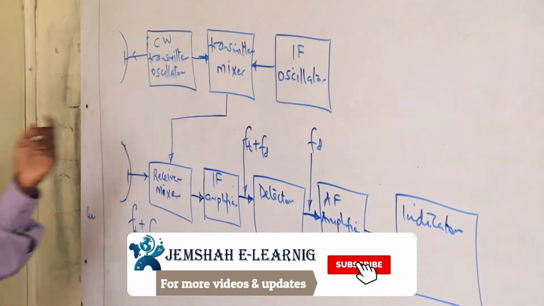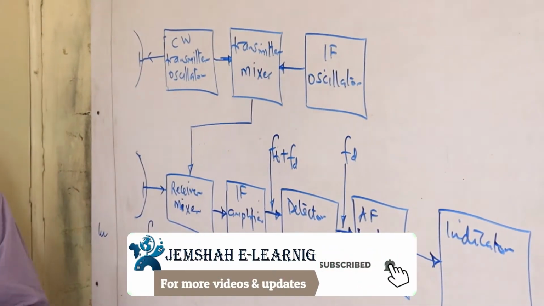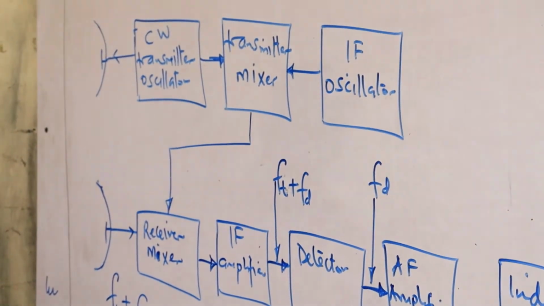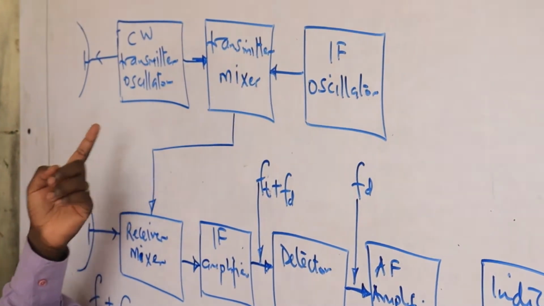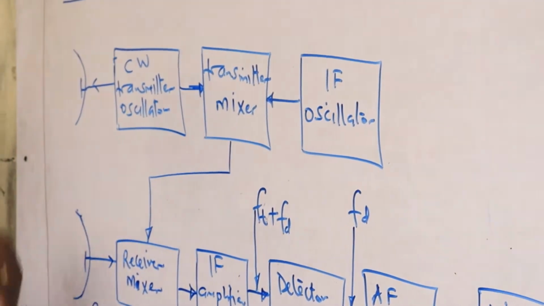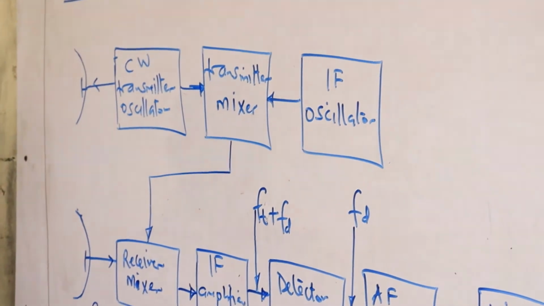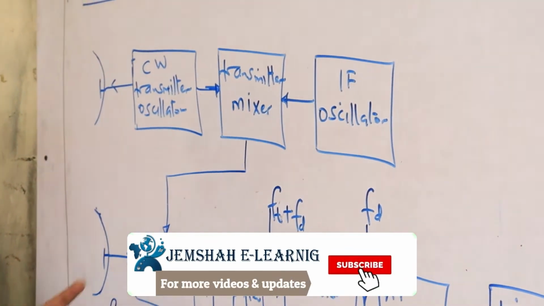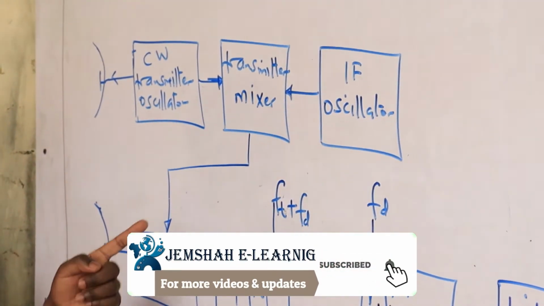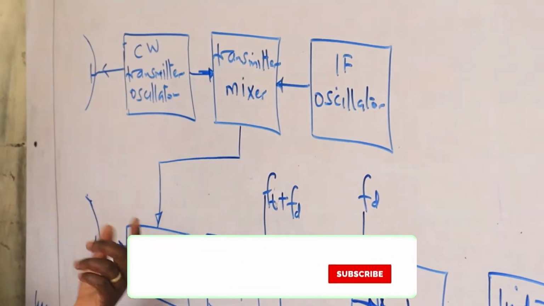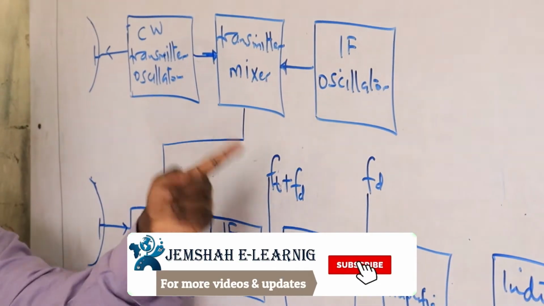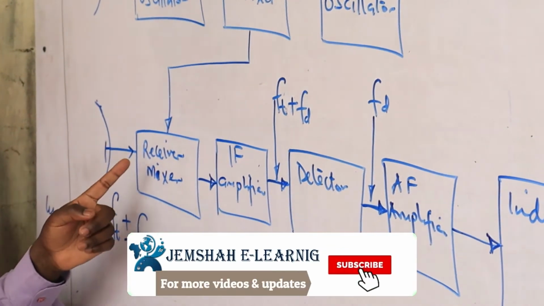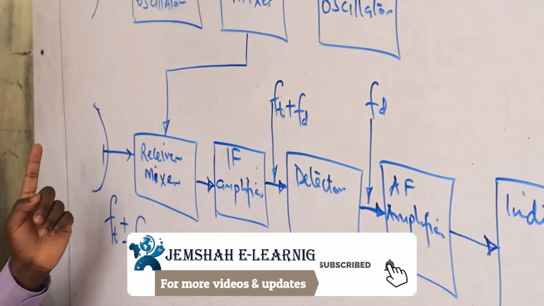So in this type of radar system, the continuous wave transmitter oscillator produces the frequency, and as it sends the frequency to the antenna for radiation, equally the transmitter sends another frequency of similar value to the transmitter mixer. From the transmitter mixer, it is mixed with an IF oscillator to produce an RF output that is taken to the receiver mixer.